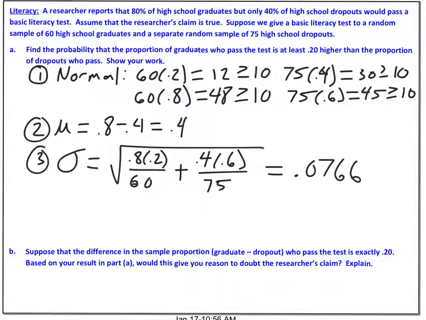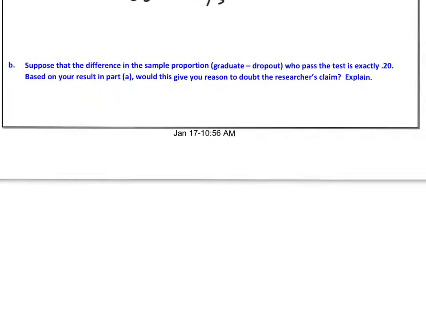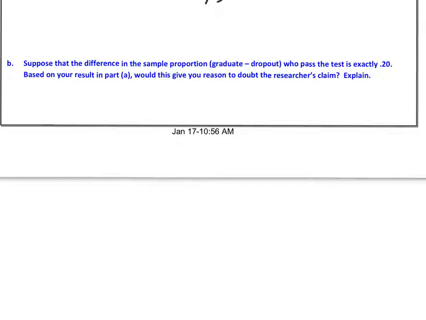Well, actually I got 2 parts here. Find the probability of the proportion of graduates who pass the test that is 20% higher than the proportion of dropouts. These next 2 things, it's just talking about either side of the location of 20%, so I can do it all on one diagram. Both would just be a normal CDF.